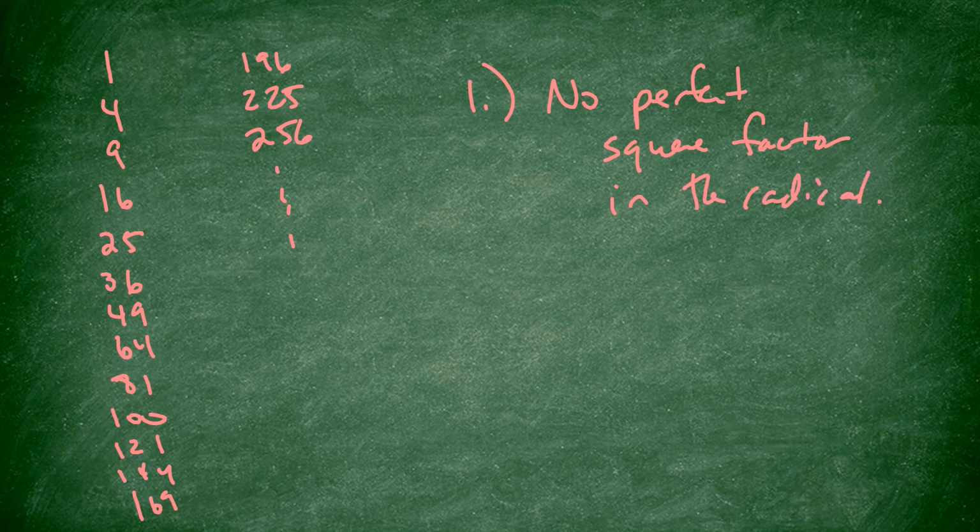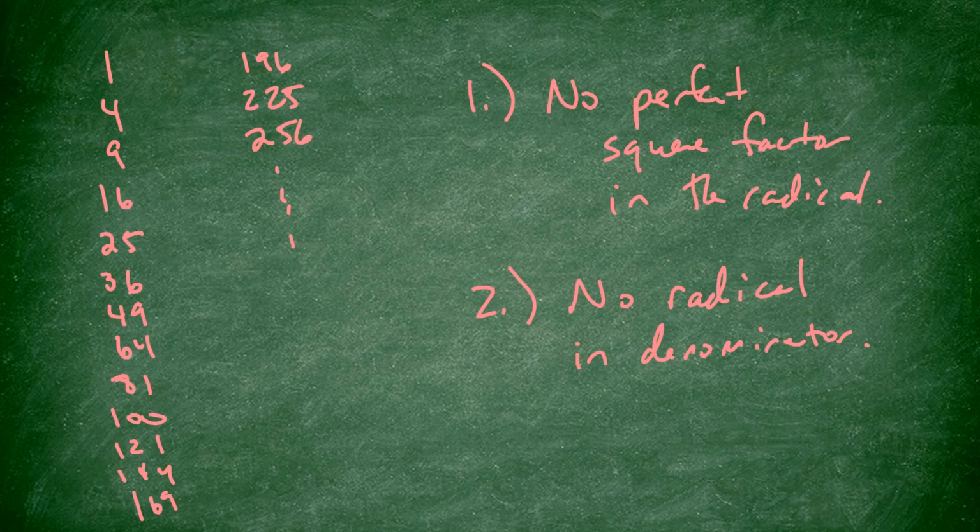And that's just a really fancy way to say if any of these numbers on this list right here, if any of those numbers divide into the number inside the radical, you're not done yet. The other rule is you're not allowed to have a radical in the bottom. Alright? So that's where we're at.